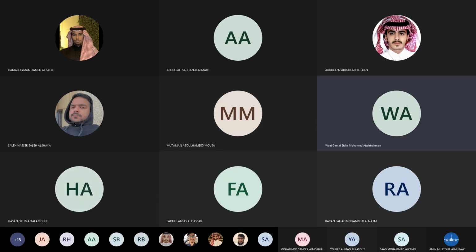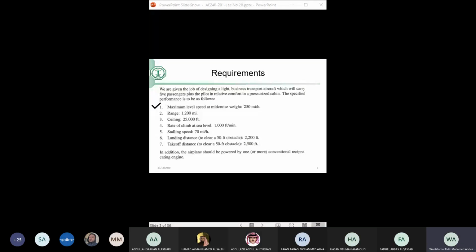Maximum level speed: we wanted a horsepower of 302, but later on we agreed on 362. So this condition is satisfied. Okay, where did we satisfy the range? Was it in the wing area, horsepower, or the weight of the aircraft, total weight? Total weight, yes. When we calculated W naught and the amount of fuel, it was based on a range of 1200. Where did we check the ceiling?